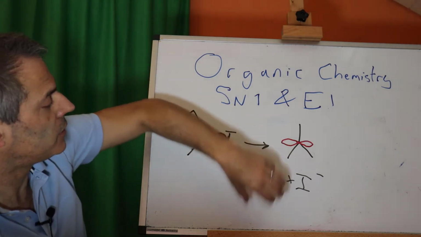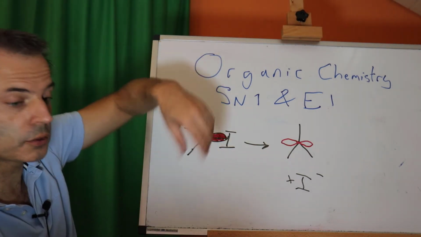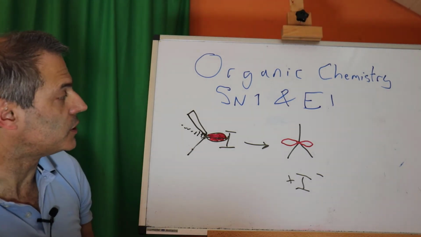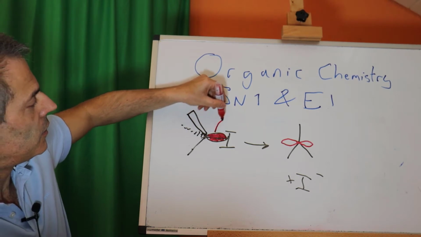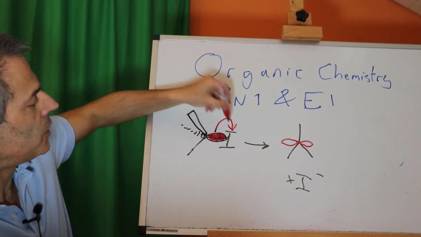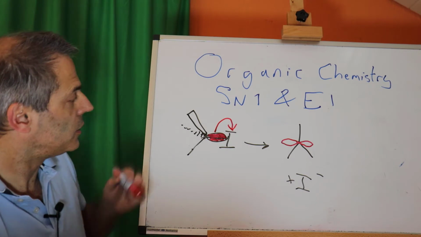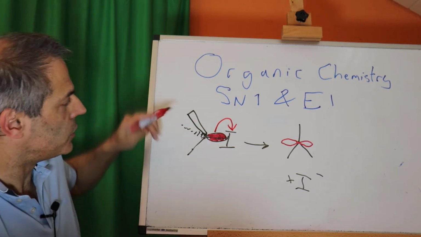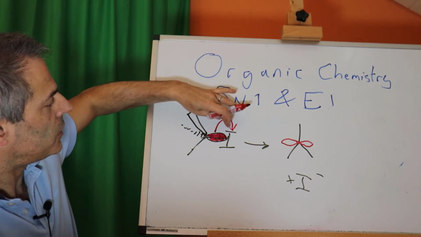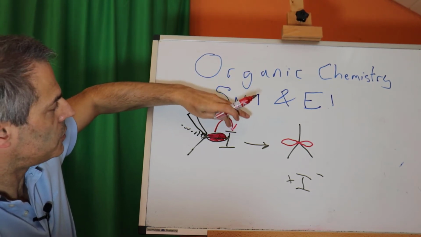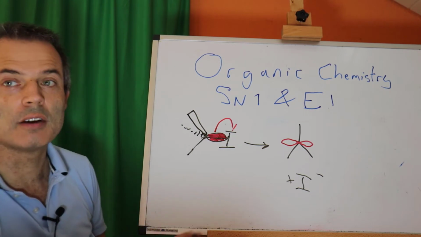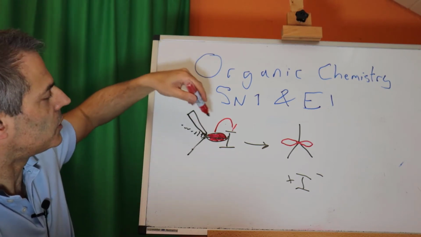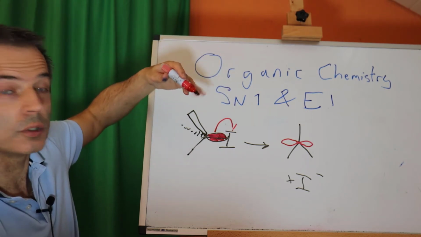If we take the iodine away along with its 2 electrons, we can draw that by putting a 2-headed arrow on there, which denotes that the 2 electrons in the bond both go to the iodine. If we draw a 1-headed arrow, that would mean one of the electrons goes, and then we would have an I0 species and a neutral carbon species, and they'd have 1 electron each.